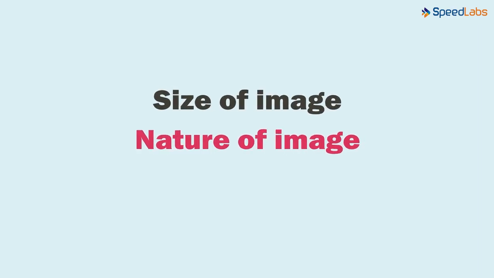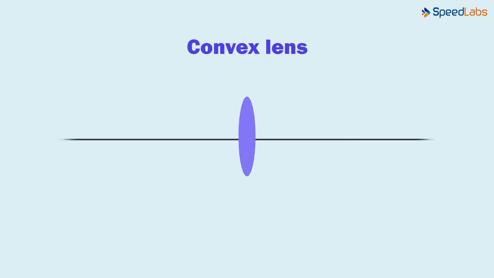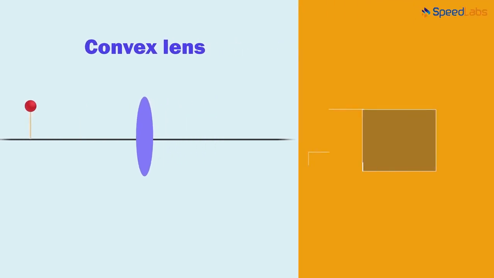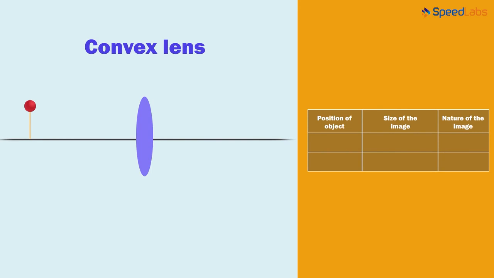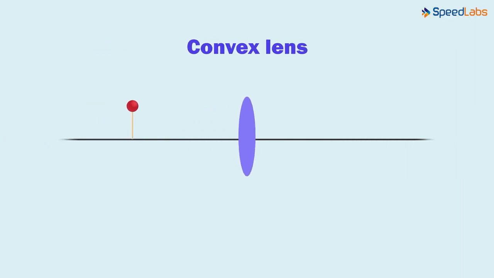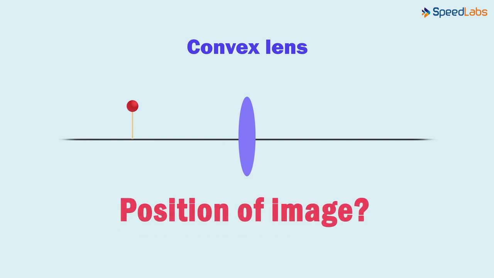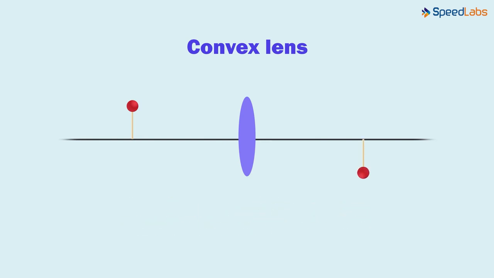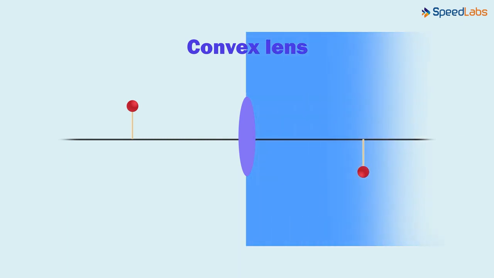The two properties of the images that we are interested in are its size and its nature. Okay, so this is our convex lens, and suppose initially our object is kept at this position away from the lens. We will make a table on the right with 3 columns in it, just like we did for spherical mirrors. Now before filling up our table, I want you to concentrate on this part first. For this position of the object, where will the image be located? Well, the image will be formed here. Yes, on the other side of the lens.